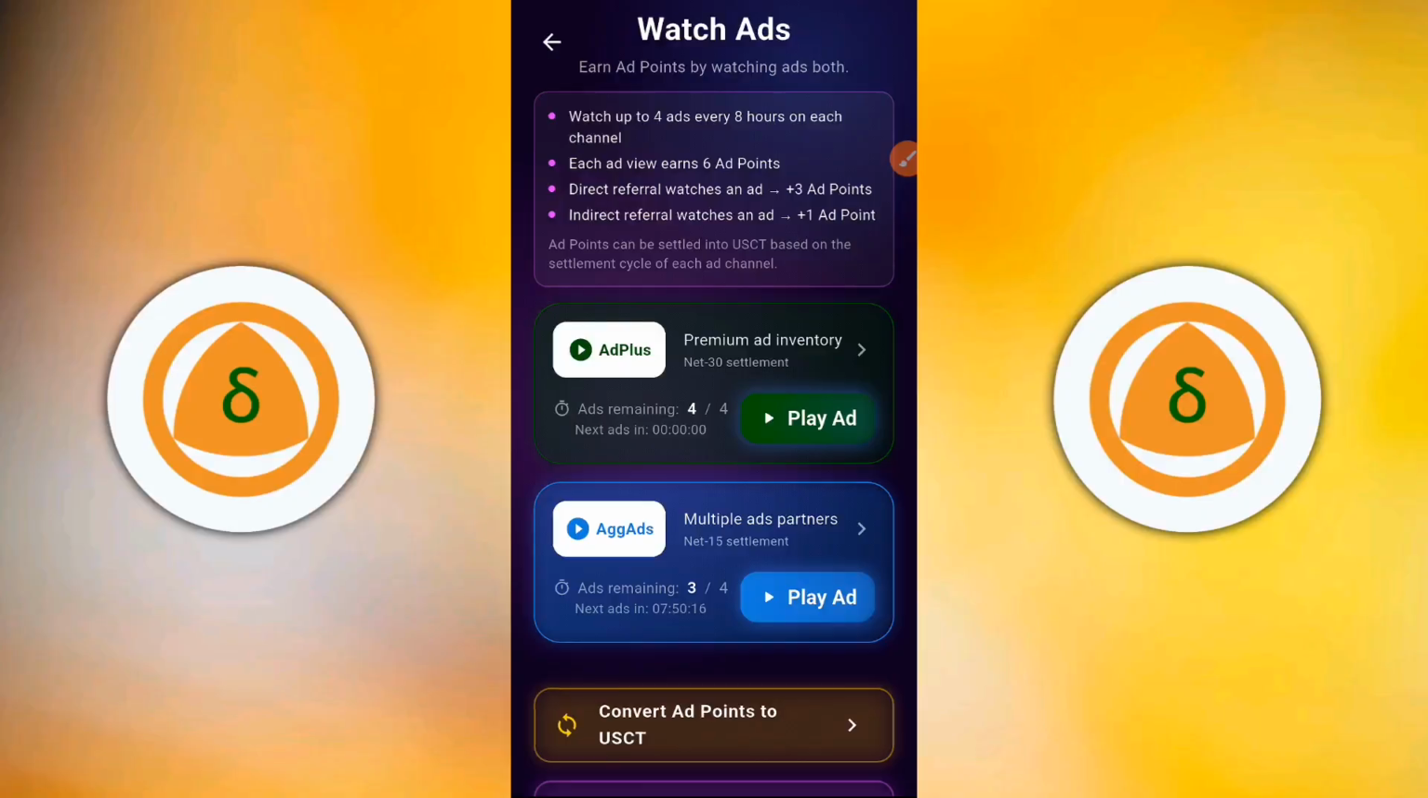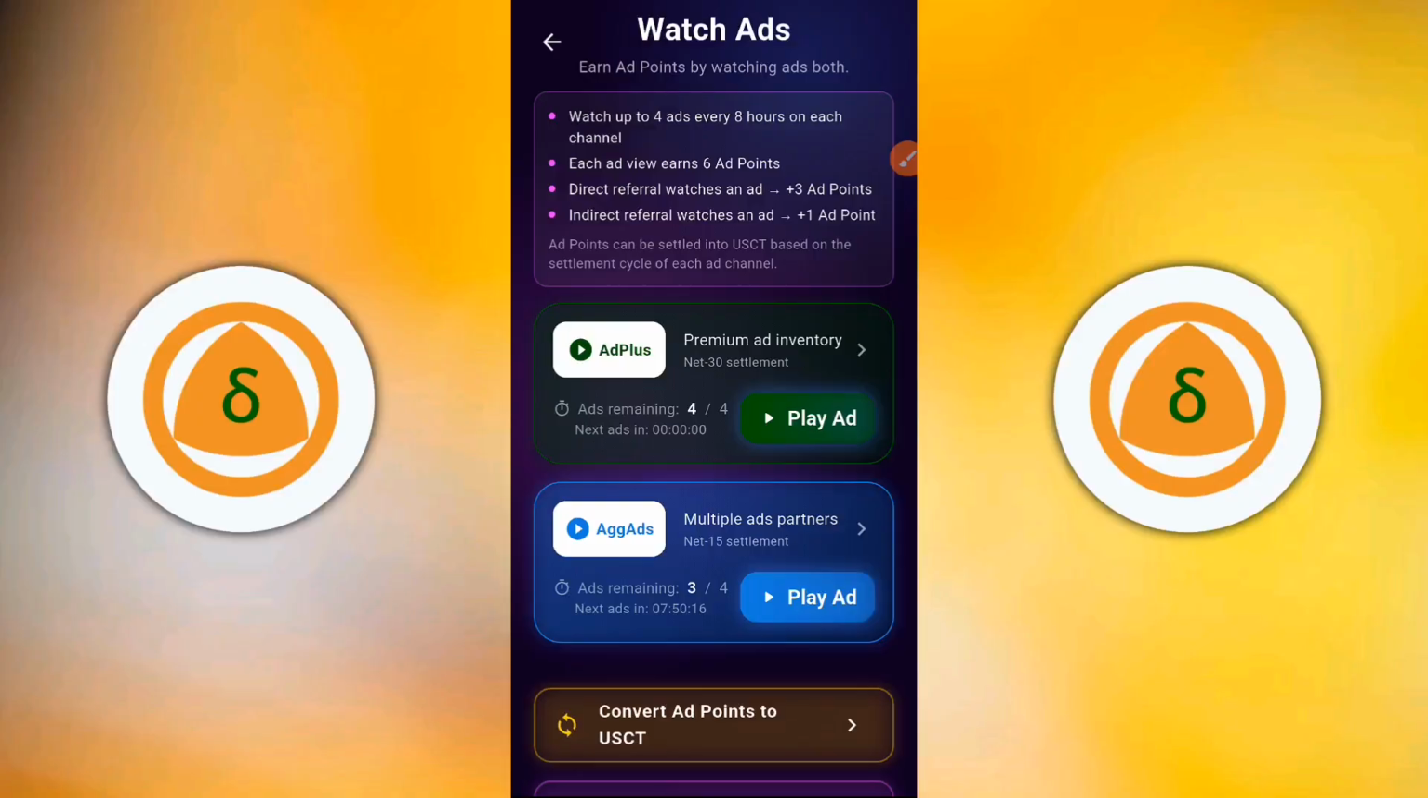When your indirect referral watches an ad, that's plus 1 ad point. Now, your indirect referrals are the referrals of your referrals. Let me say you invited someone and they end up inviting another person. So that's your indirect referral. Now, if they also complete an ad watch right here, that also earns you 1 ad point, right?